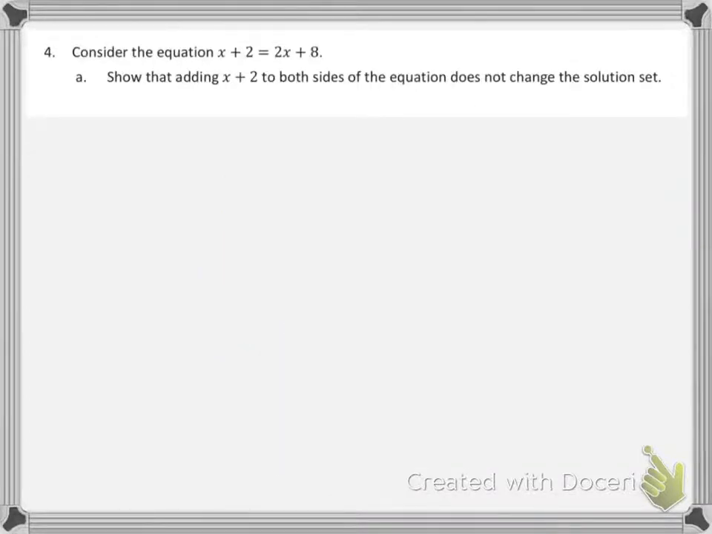Number 4, consider the equation x plus 2 equals 2x plus 8. Show that adding x plus 2 to both sides doesn't change the solution set. Well, the first thing I need to know is what is the solution set. So I'm just going to solve this. X plus 2 is equal to 2x plus 8. And I'm just going to try to isolate the x. So get them all on one side. 2 equals x plus 8. Subtract 8.